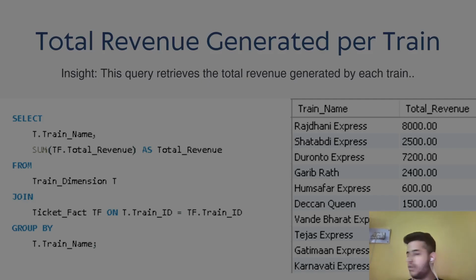For example, we wrote the code: select train name and we sum the total revenue as total revenue. We take it from the train dimension table, we join it on train ID, joining two tables, the train name table and the train dimension table. Now it gives us the train name and also the total revenue from that train. As you can see, there's a table right here.